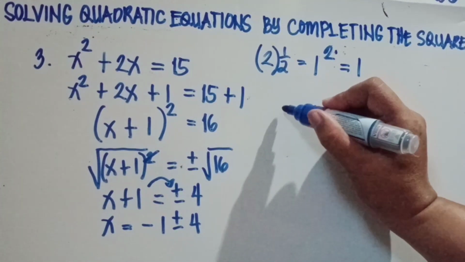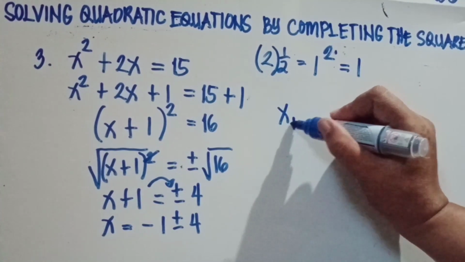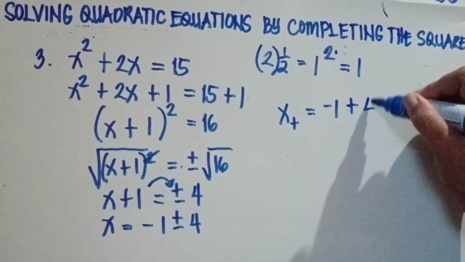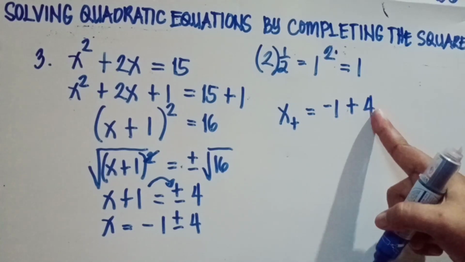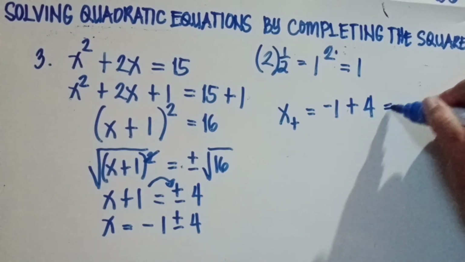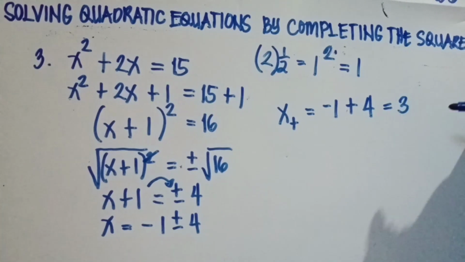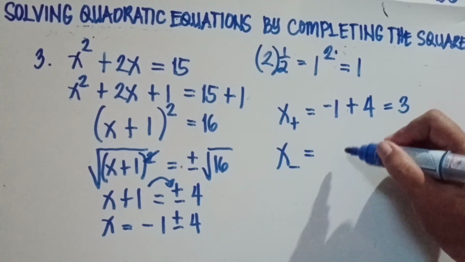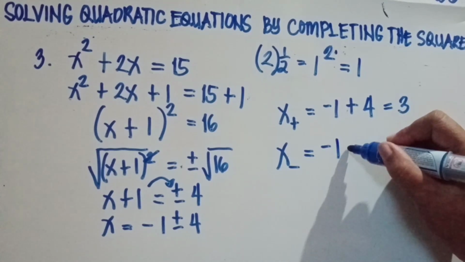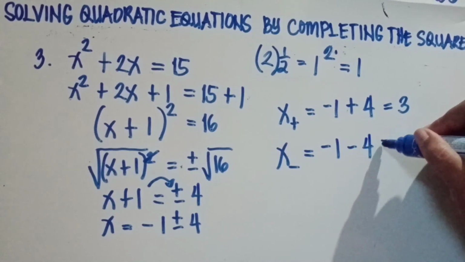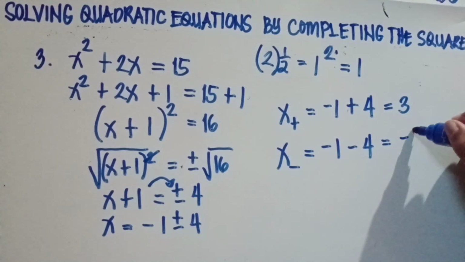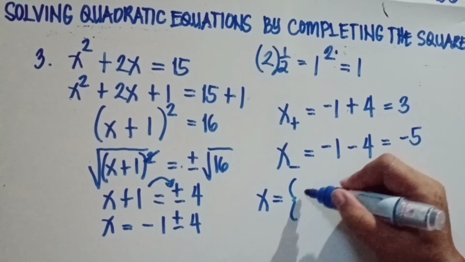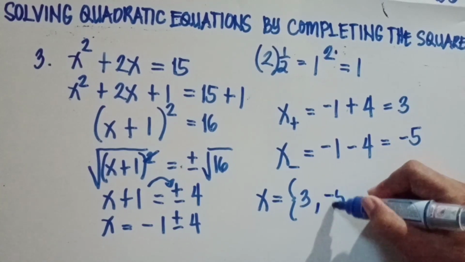Then, solve for x. So, x positive equals negative 1 plus 4. So, negative 1 plus 4 is equal to positive 3. Then, x negative or x minus is equal to negative 1 minus 4 equals negative 5. So, the values of x now are 3 and negative 5.